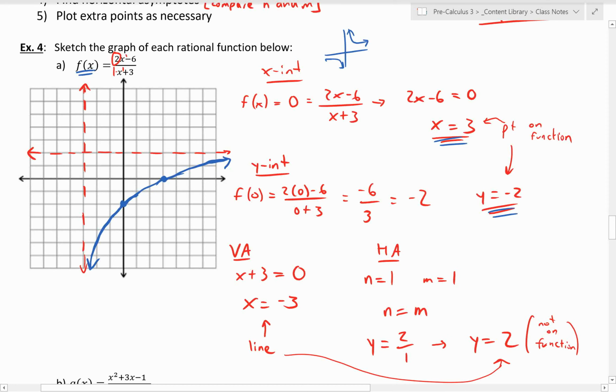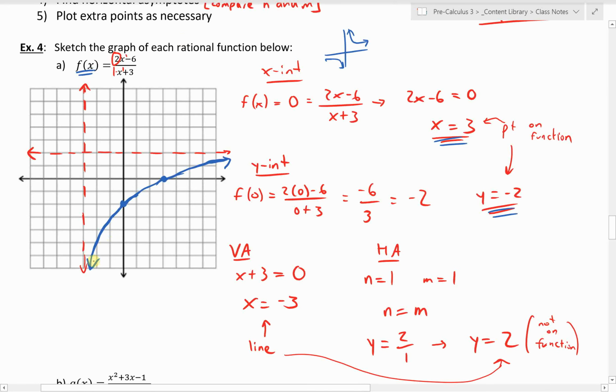Okay, if you have any uncertainty, plug in x equals 1 to the function and see what you get. Plug in x equals 5 into the function and see what you get. And you can draw more and more points, and you'll get more and more of the curve drawn out as you plug in more and more points. So that's what step 5 is: plot extra points as necessary.